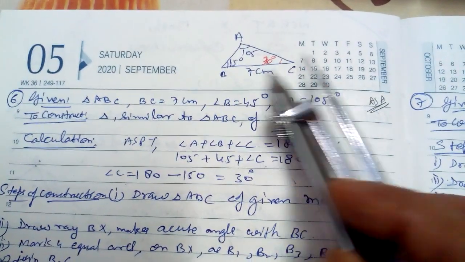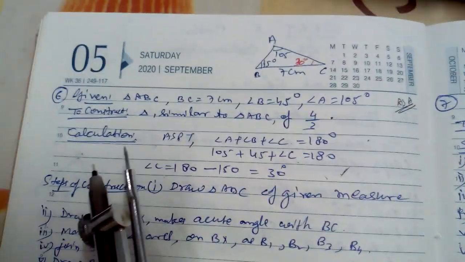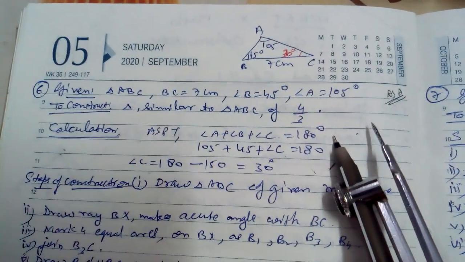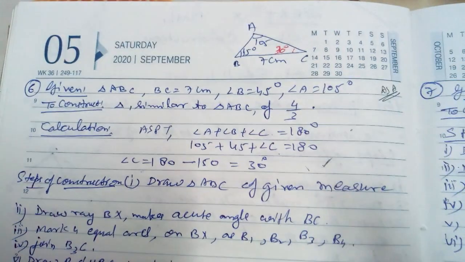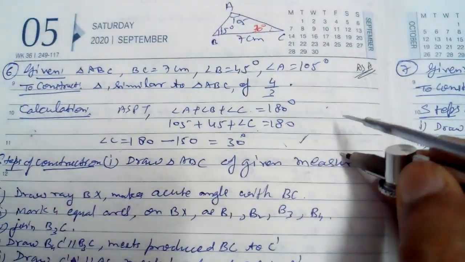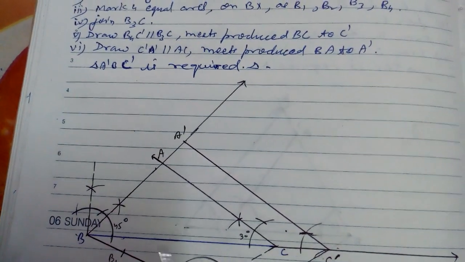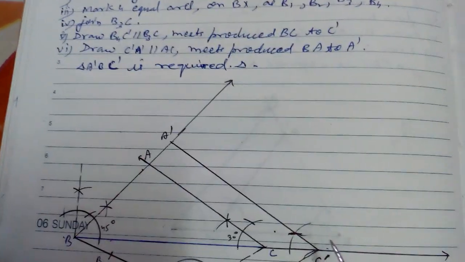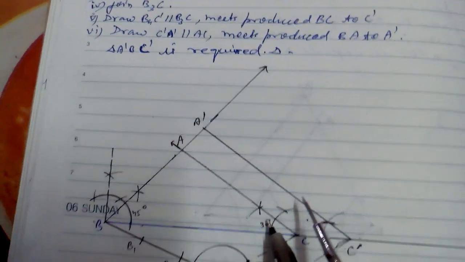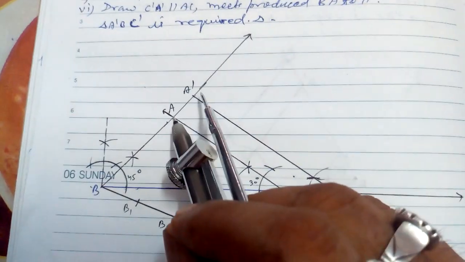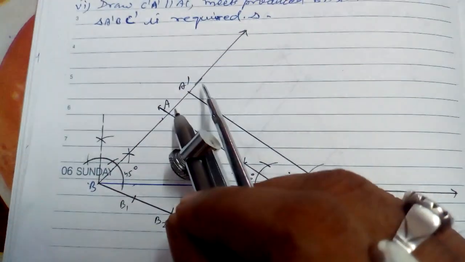Without C it is very difficult to draw, so apply the calculation part. In the calculation part, you apply the angle sum property and get angle C as 30 degrees. Now it is an ASA construction. What is the construction? ASA construction of class 7th. Draw a line BC. After drawing BC, at B you draw 45 degrees. At C we will draw 30 degrees. Using ruler and compass, we will get both lines intersecting at A. You get triangle ABC.